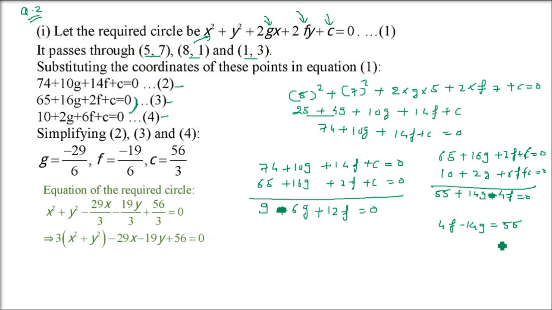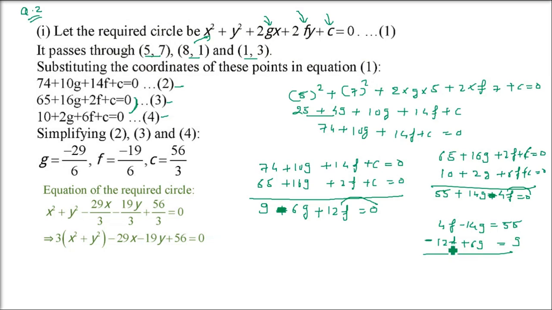I'm taking this equation as 9, I'm taking it on this side. So we have 6g minus 12f. Now I just need to change the sign. I'm saying minus 14g and plus 4f is 55. This second equation I'm going to change, because when I take 9 on this side, I have to change the sign. It will be minus 12f and plus 6g, and this equals 9, and just try to solve these two.